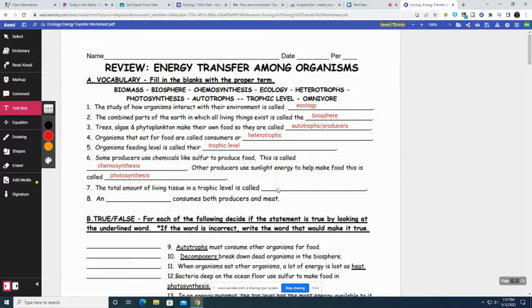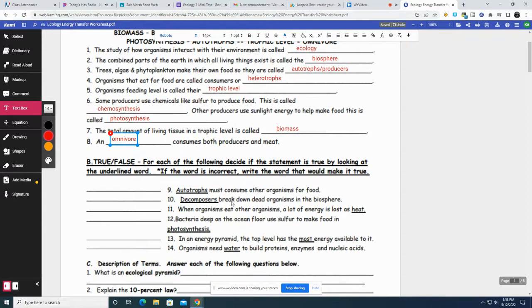Seven, just a straight vocabulary term. The total amount of living tissue in a trophic level, that's called the biomass. Bio means life. Mass basically means like weight. So it's like, how much does all the life weigh in that trophic level? Biomass. And blank consumes both producers and meat. So it eats both plants and animals. That's an omnivore. We're omnivores because we eat plants, producers, and we also eat animals, meat.